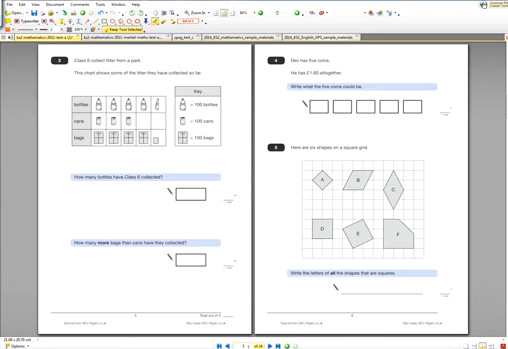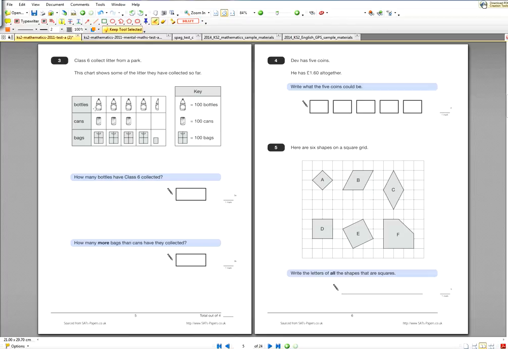Class 6 collect litter from a park. So we have here, what do you call this thing? Pictogram. Oh, lovely. One bottle represents 100 bottles, one can represents 100 cans, and one parcel represents 100 bags. How many bottles have class 6 collected?